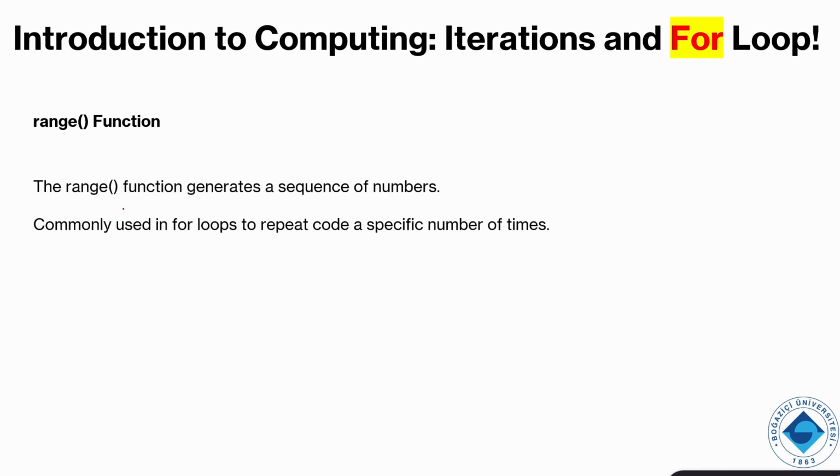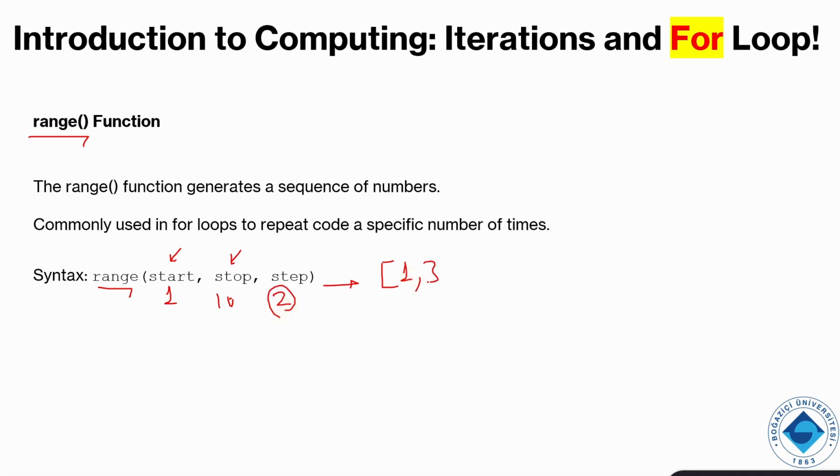We also have one more important function called range. The range function generates a sequence of numbers, commonly used in for loops to repeat code a specific number of times. Here again is the main skeleton and the range function. We write the starting point like 1, the stop point like 10, and the step for increasing, let's say 2. In that case, it will produce a list like 1, and it increases by 2, right? 1, 3, 5, 7, and that's all.